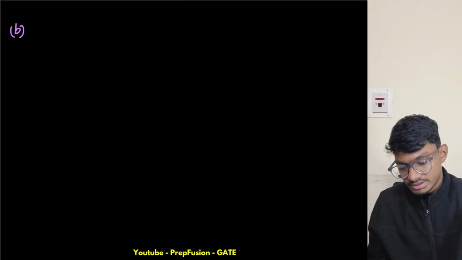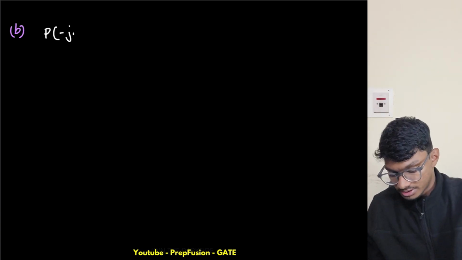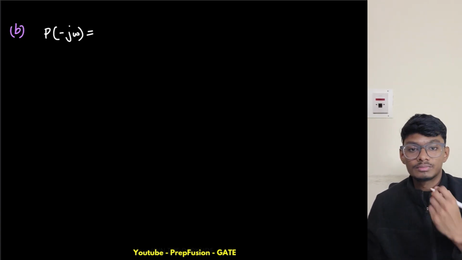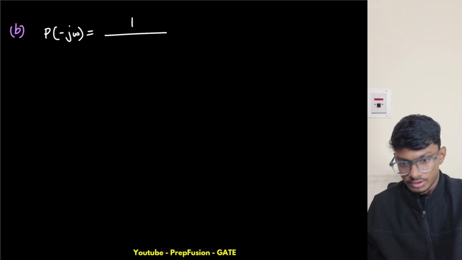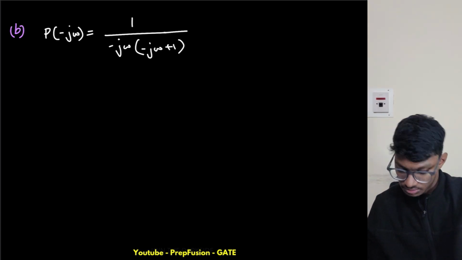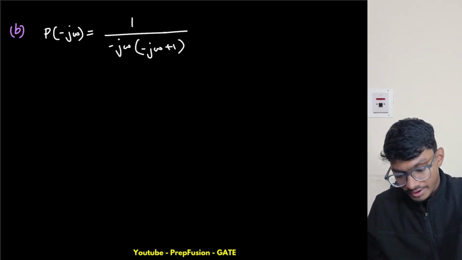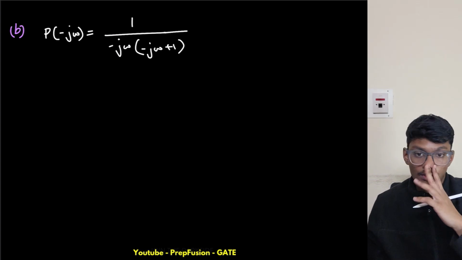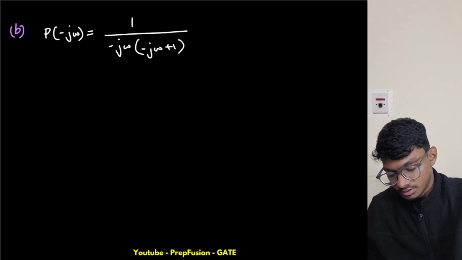So what is case B basically? In case B, I'm finding P of minus j omega. So what can I write P of minus j omega as? Basically, wherever there is omega, replace it with minus omega. So this will become minus j omega into minus j omega plus 1. Okay, so this is what my minus j omega is. This is in the fourth quadrant itself. If I make the quadrant here, just in rough, where are these points?